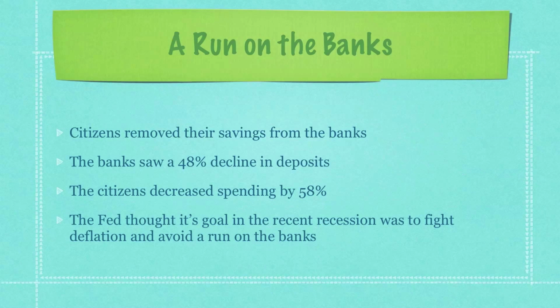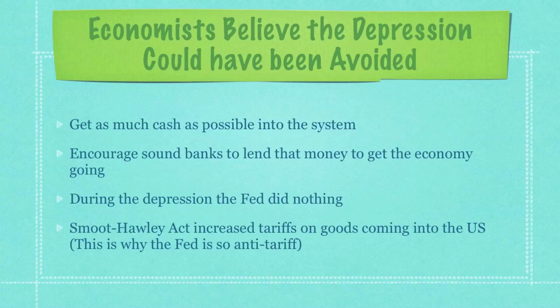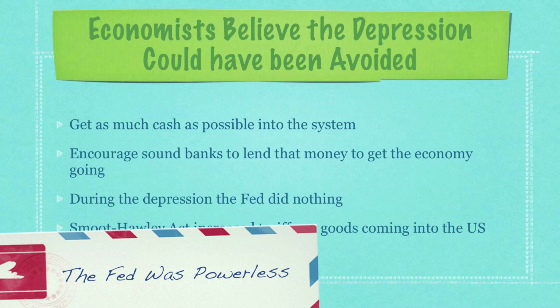During the most recent collapse, the Fed thought its major goal was to do two things mainly: fight deflation and avoid a run on the banks. They succeeded with that. And how they chose to fight those two problems is to get as much cash as humanly possible into the system, and then encourage sound banks to lend that money to get the economy going again. You see, during the Depression, the Fed did nothing.